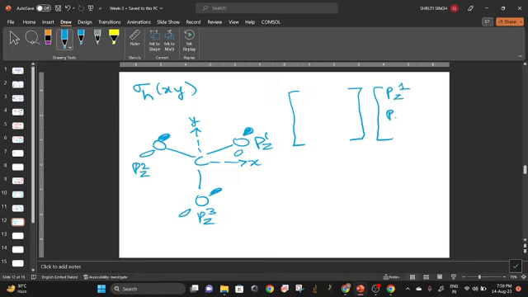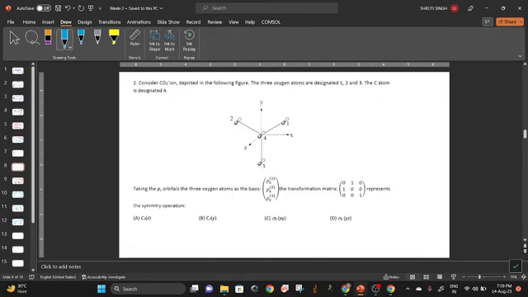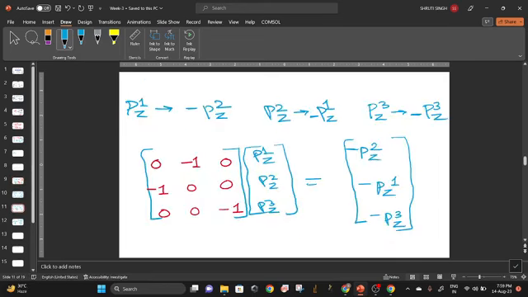It will be a diagonal matrix, but all the diagonal elements will be minus 1, and the other elements will be 0. Everything remains the same with a minus sign. So the matrix will be minus 1, 0, 0, 0, minus 1, 0, 0, 0, minus 1. Okay. So this is also not the one asked in the question, right? So let's see. D must be the answer then.